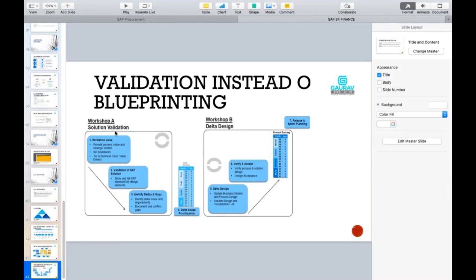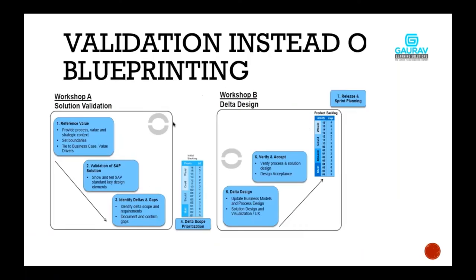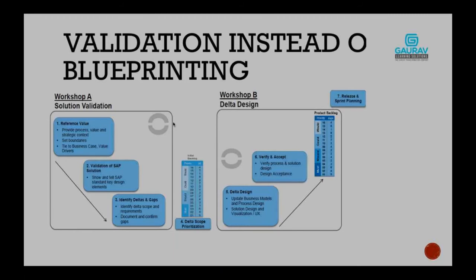And then you will create a data design document in the workshop D, data design. And in workshop B, you will be discussing the data design, which is an FS document, as I told you. You will verify and accept the changes in the data design, and based on that you will keep on adding to the backlog. And finally you have the release and sprint planning, which means you will release based on priority: what should be done first, what should be done second, what should be done third. So that is called validation instead of business blueprinting.